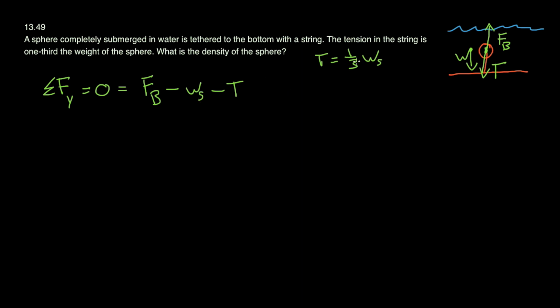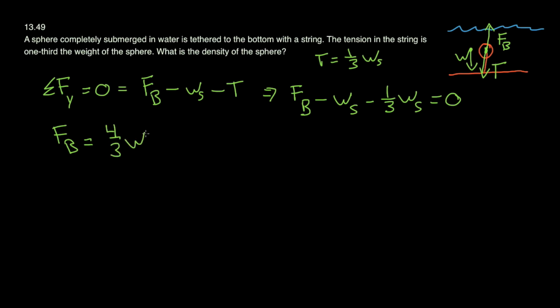And so if we just fill in 1/3 the weight of the sphere over here, this becomes buoyant force minus the weight of the sphere minus 1/3 W sub S is equal to 0. Now if we solve this for the buoyant force, we get buoyant force is equal to 4/3 the weight of the sphere. Okay, so now we have it solved for the buoyant force. So the buoyant force is equal to 4/3 times the weight of the sphere.